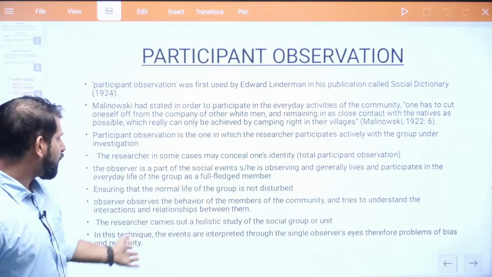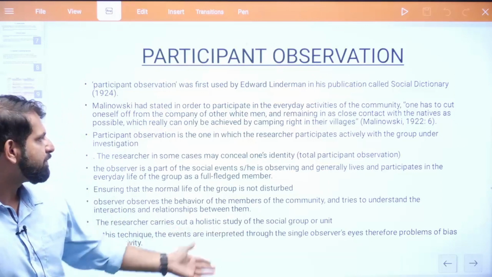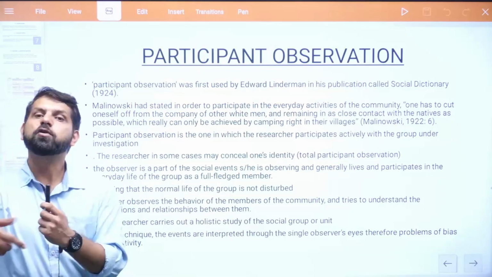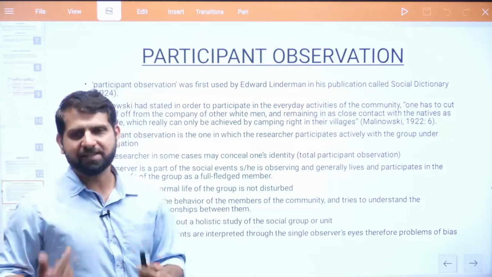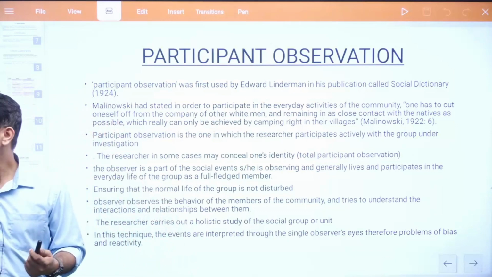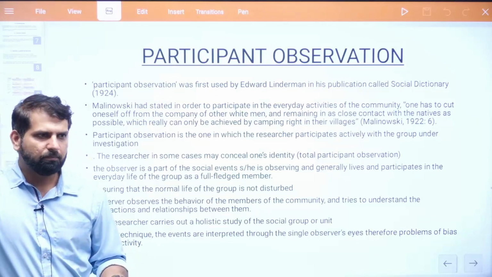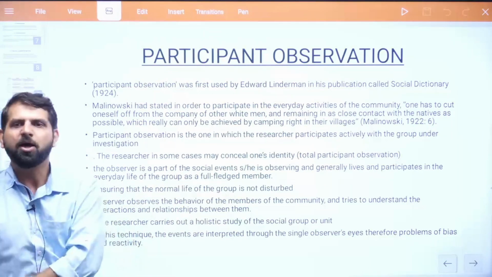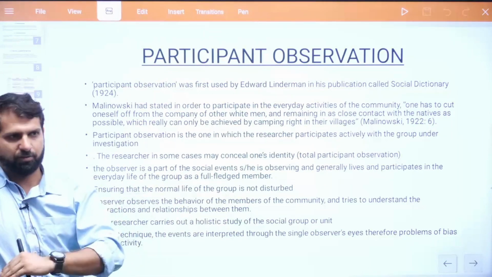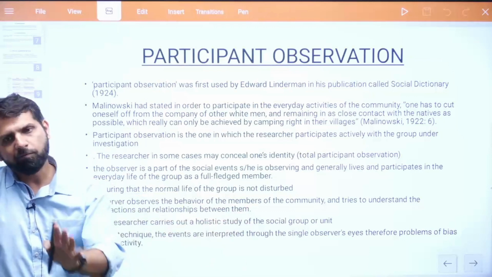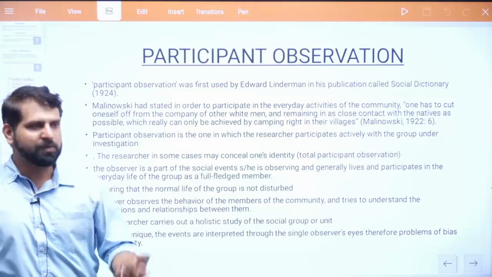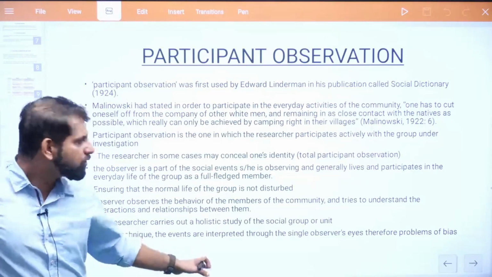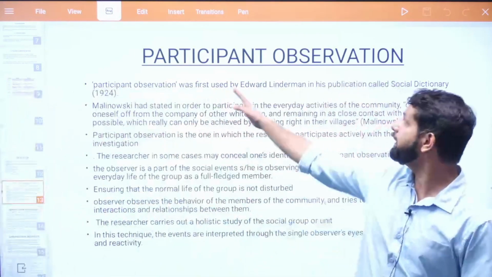Okay. So in this technique, events are interpreted through a single observer's eyes. Therefore, problems of bias and reactivity emerge. What happens is, it is you who is observing things, and you have your own inherent biases, which have been ingrained into you through your socialization process. And that's a very normal phenomenon. If you go to some other place, the ethnocentric bias will be there. You will always feel that this is not according to my culture, my society. So that problem of bias will be there, and you might react to certain processes which you will find very exotic, or even very offensive in nature. Okay, so there is only a single observer's perspective, which we find in participant observation.